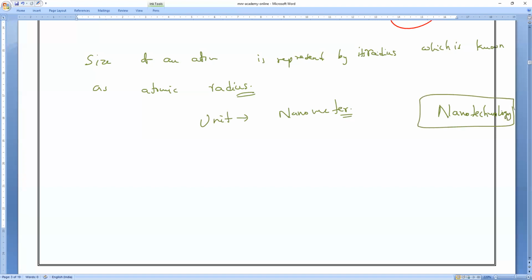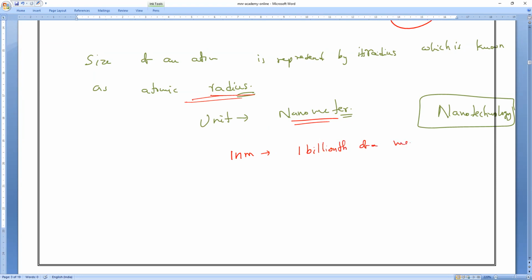So this is not new for the world, but in Indian history it is a very old topic. Nanometer is what we use to measure the atomic radius, that is, the size of an atom. Nanometer is the smallest unit of measurement, as it is 1 billionth of a meter. So remember, a nanometer is 1 by 10 power 9, that is, 10^-9 meter.